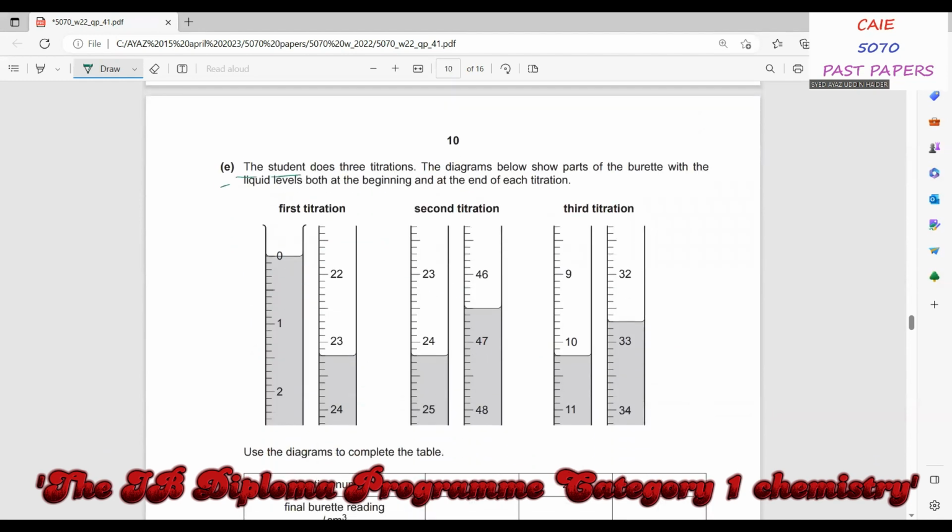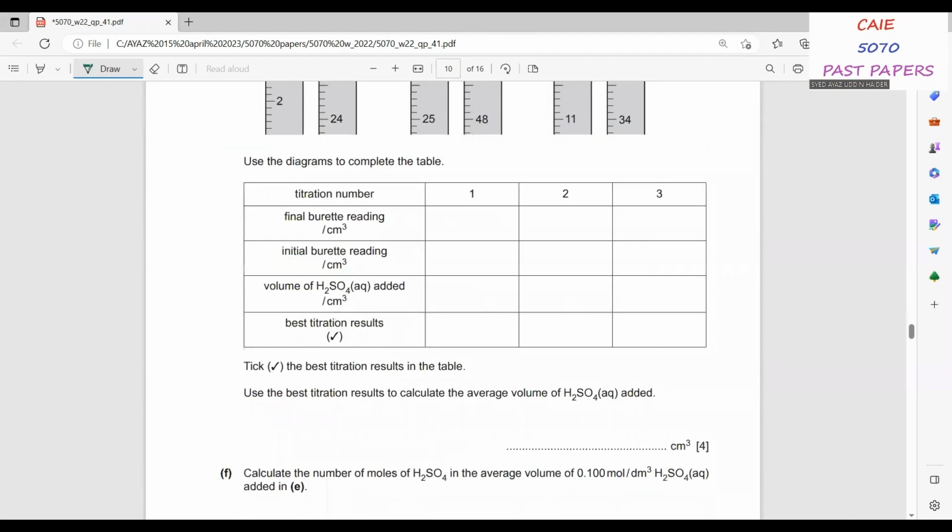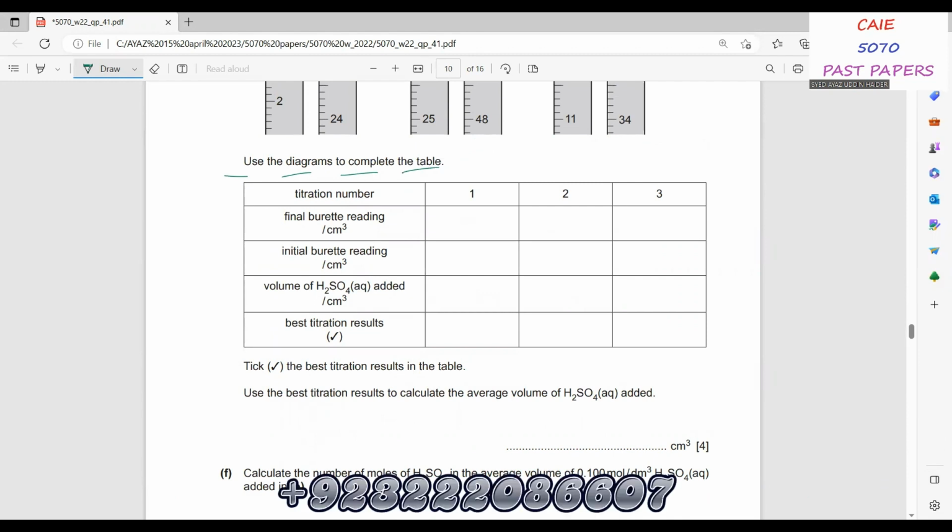E. The student does 3 titrations. The diagrams below show parts of the burette with the liquid levels both at the beginning and at the end of each titration: first titration, second titration, third titration. Use the diagrams to complete the table. So, final burette reading.